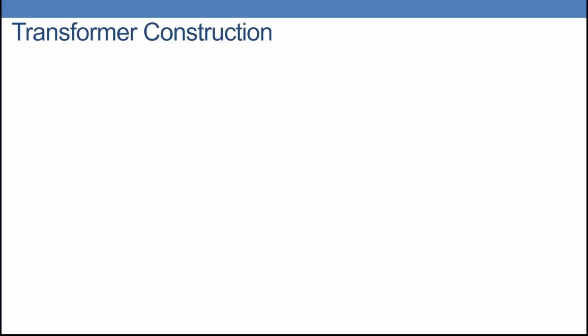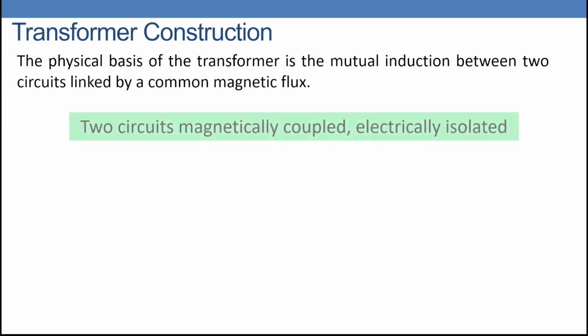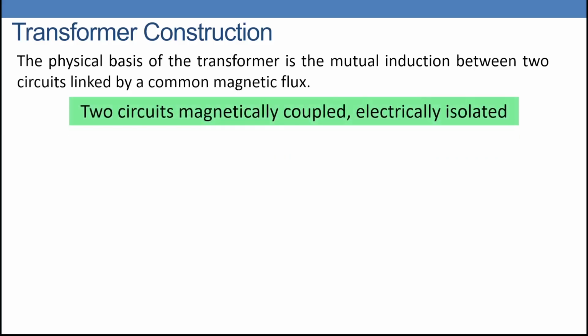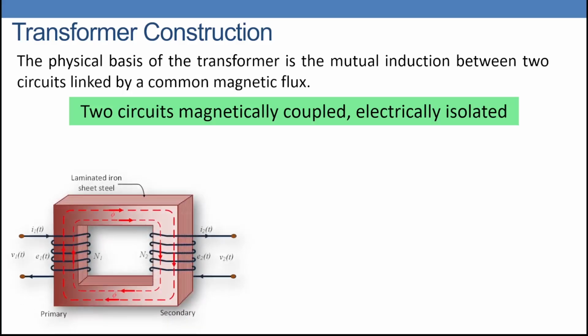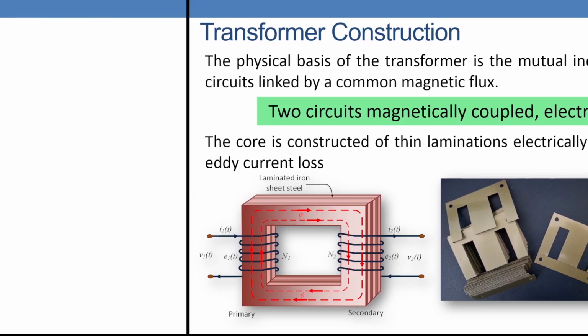Transformer construction. From the transformer definition, the physical basis of the transformer is a mutual induction between two circuits linked by a common magnetic flux. Two circuits magnetically coupled, electrically isolated, as we can see here in this figure. We have a winding on the left side, a winding on the right side, and they are linked together by an iron core, a laminated iron core. So the core is constructed of thin laminations, electrically isolated to reduce the eddy current loss.